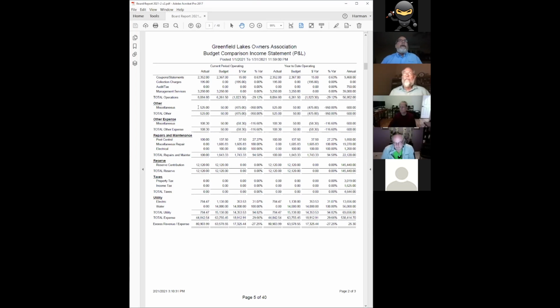We're not certainly over budget in that category, but it does show as operations over budget. Miscellaneous, we were a little high in miscellaneous. That actually was failed escrows that get paid by homeowners and they get paid out to the management company. So it goes in that miscellaneous category. Miscellaneous other expense was a little $108. Pest control was a little under. We didn't have any miscellaneous repair. We had no electrical repair, so that category was under budget by $1,700.